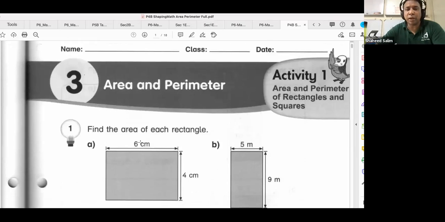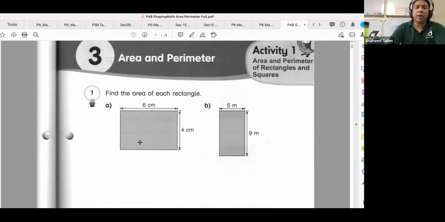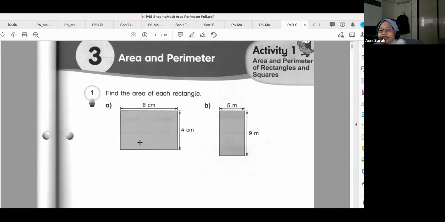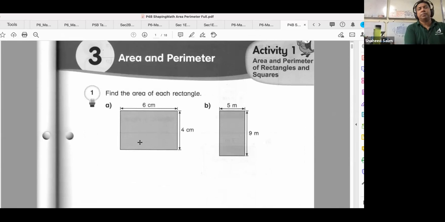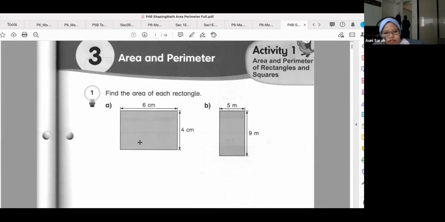So I've just shown you that in order to find the area of a rectangle, you take the length times the breadth. So can we try the first two? 1A, 1B. Should we write it down or should I just put it in the chat? Chat. So that everyone can get it. Find the area of each rectangle.